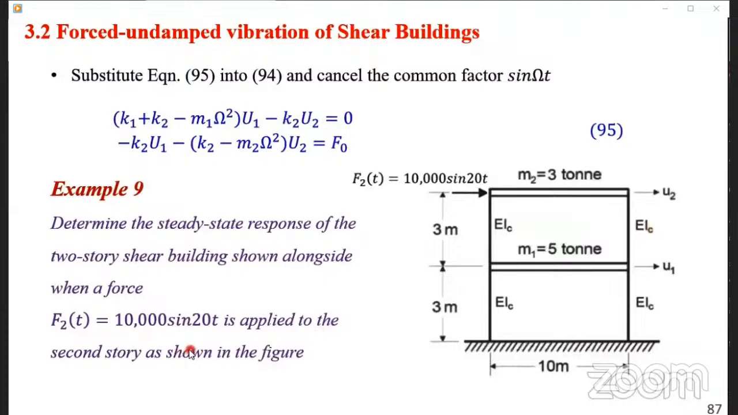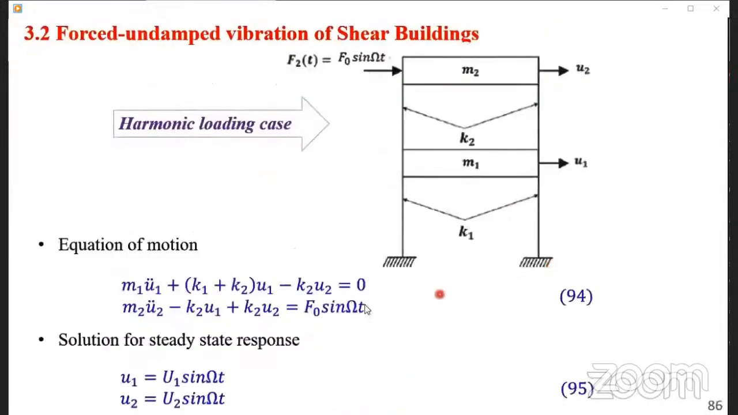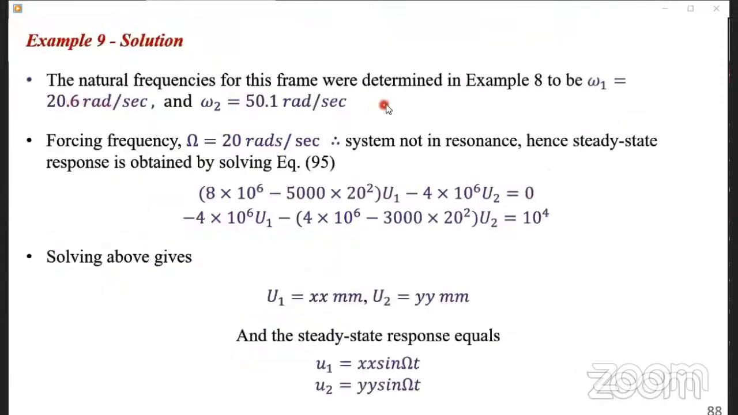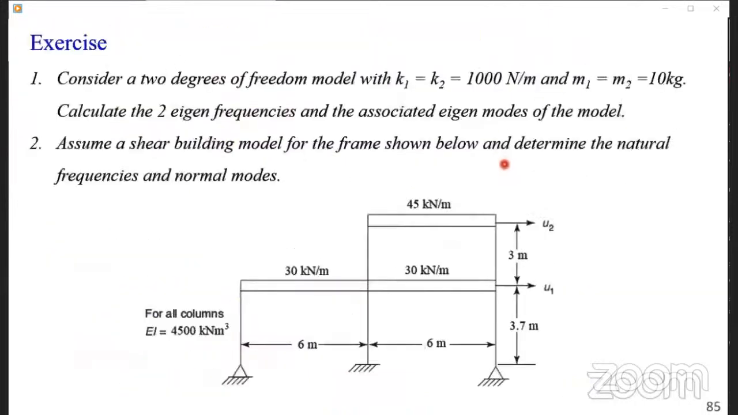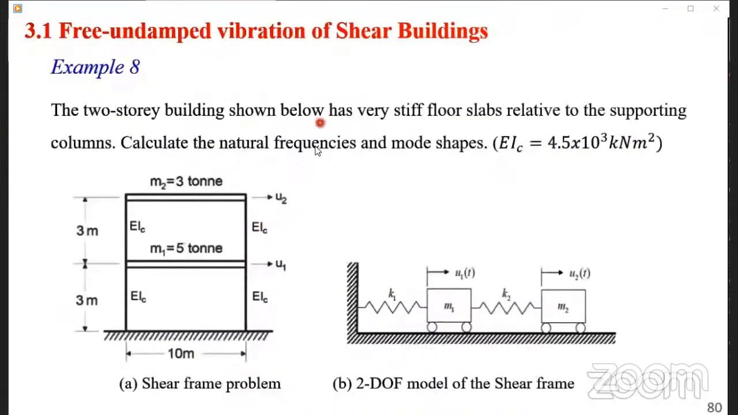So what do we do? First, we need to get the natural frequency, using equations 94, 95, and 96. Now, if you are careful enough, you will note that this is the equation that we continued from example 8, from the previous lesson. If I can just go back to that, this is the example we solved in example 8, and there was no forcing function.